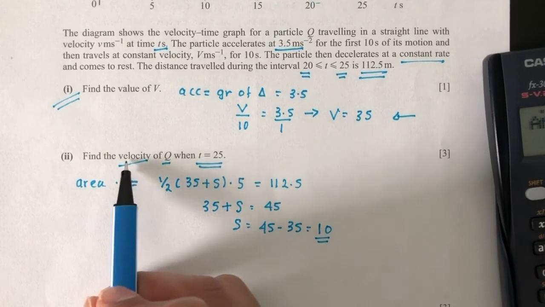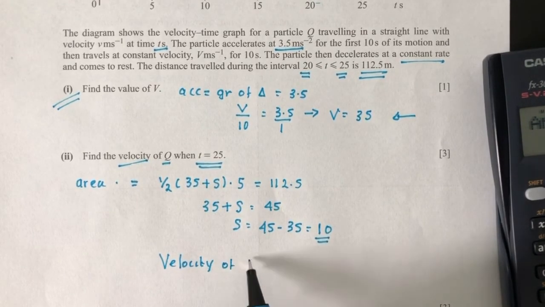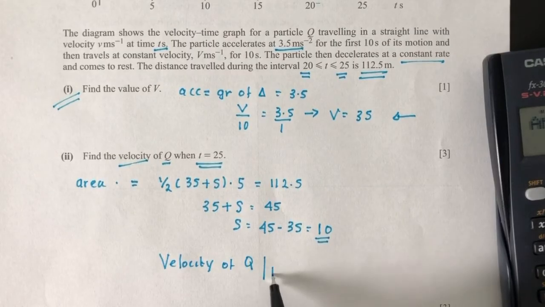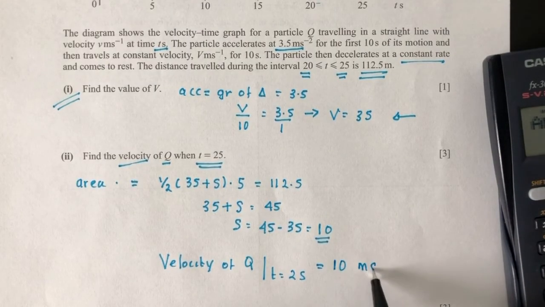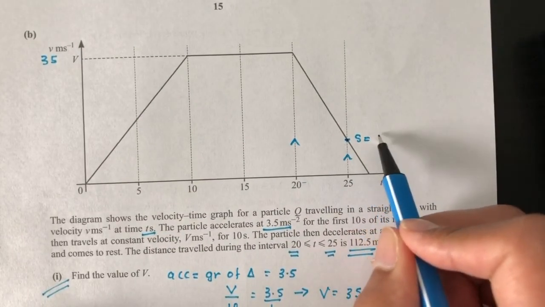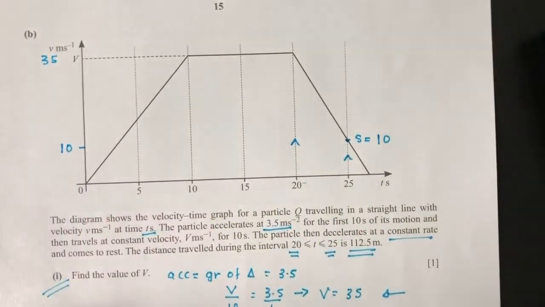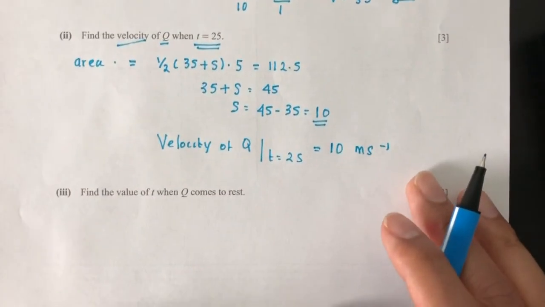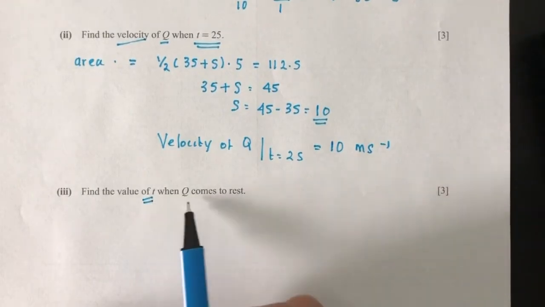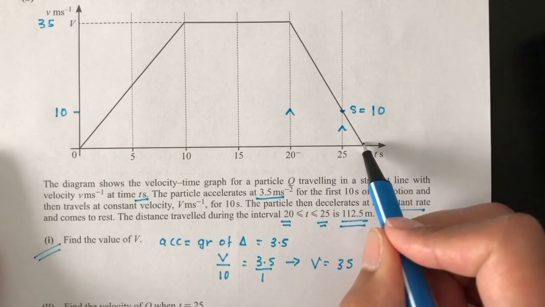So the speed, so velocity of Q when t equal to 25 is going to equal to 10 meters per second. That will be your value of S right here, equal to 10, this height. Now the last question, it says find the value of t when Q comes to rest. So what is the value of t when Q comes to rest?